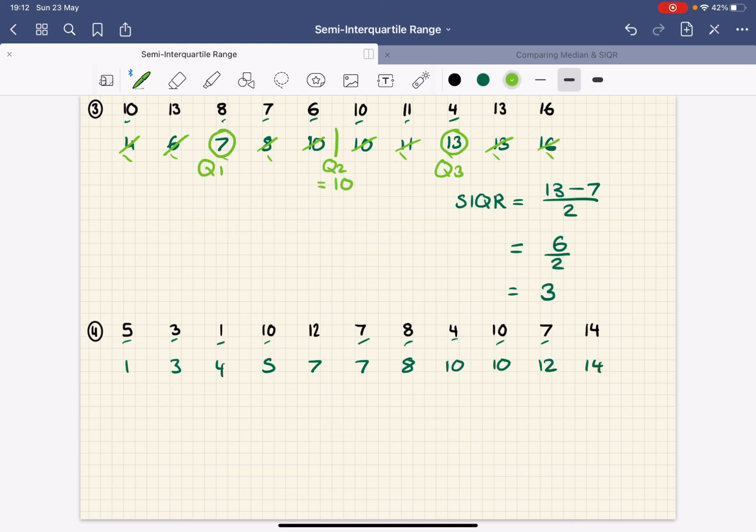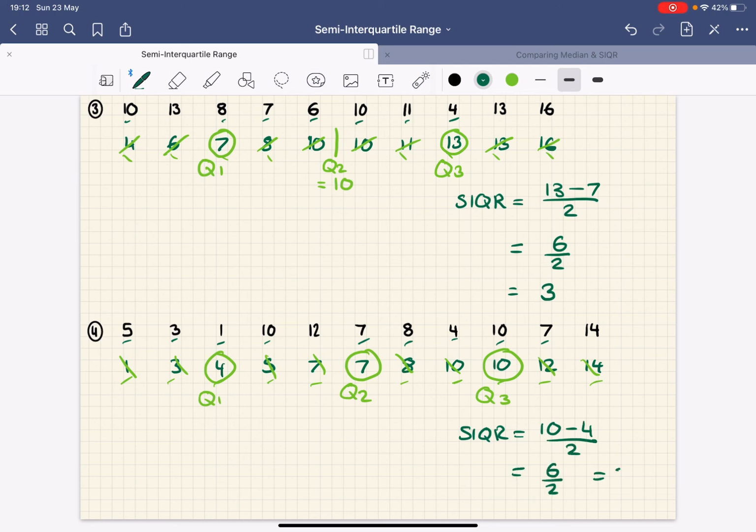Finding my median, front, back, front, back, front, back, front, back. So that's 7 there. That is going to be my median of the Q2. And then again, front, back, that 4 is going to be my Q1. Front, back, and that 10 is going to be my Q3. So my semi-interquartile range is going to be my Q3, take away my Q1, divided by 2. So it's going to be 6 divided by 2, which is just going to give me 3. So that's how to find the semi-interquartile range.